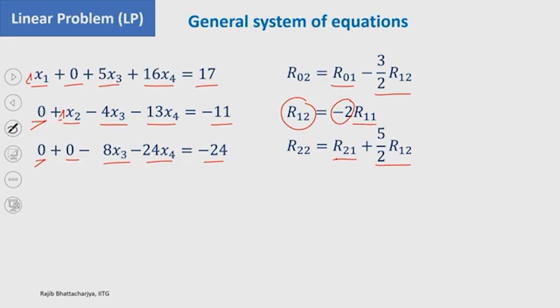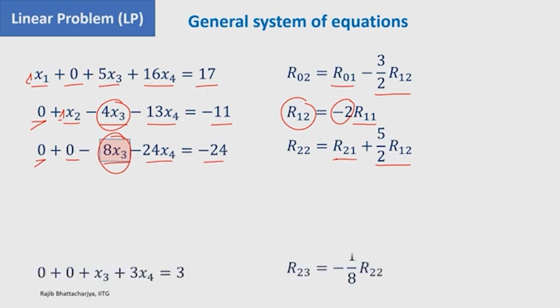Now, let us consider x 3 in the third equation. I would like to make the coefficient of x 3 in the third equation as 1. So, what will I do? I will divide this equation by minus 8. If I do that, R 2 3 equals minus 1 by 8 R 2 2. Now this is 0, this is 0, then the coefficient of x 3 here is 1, plus thrice x 4 equal to 3.